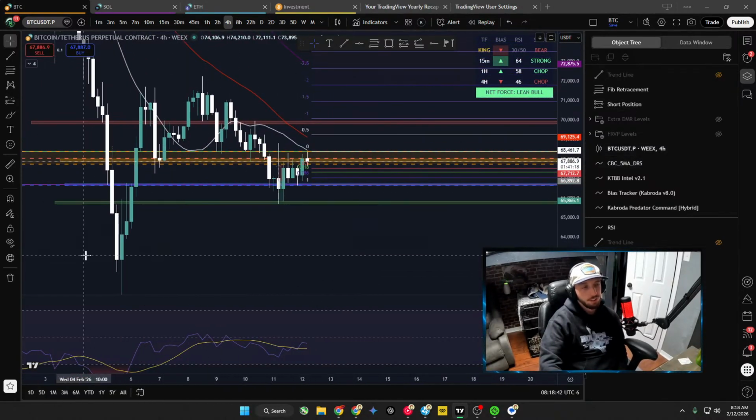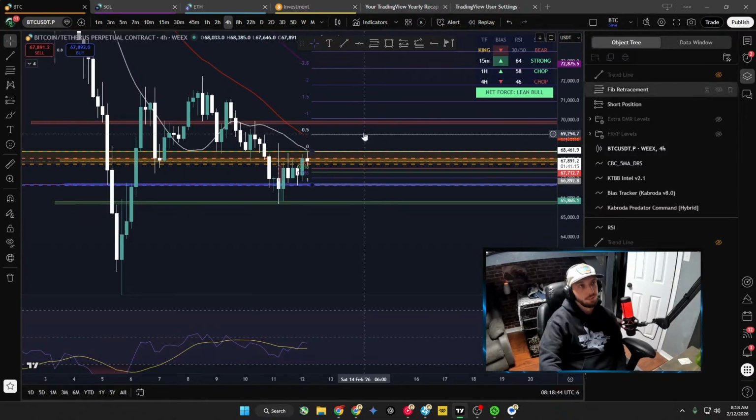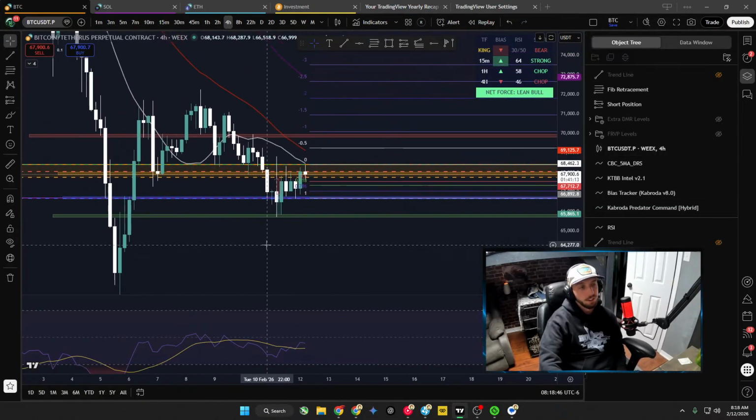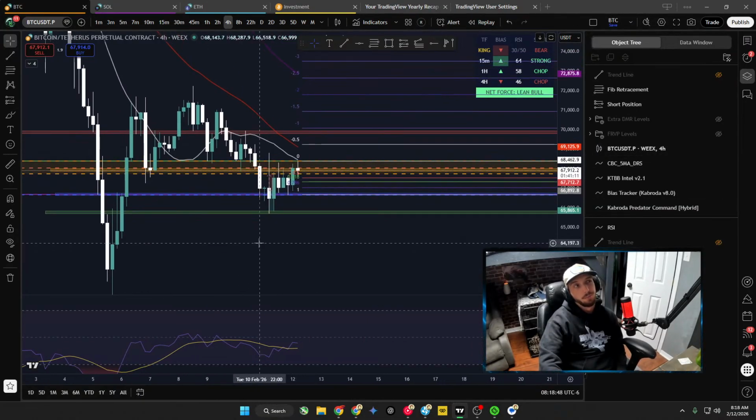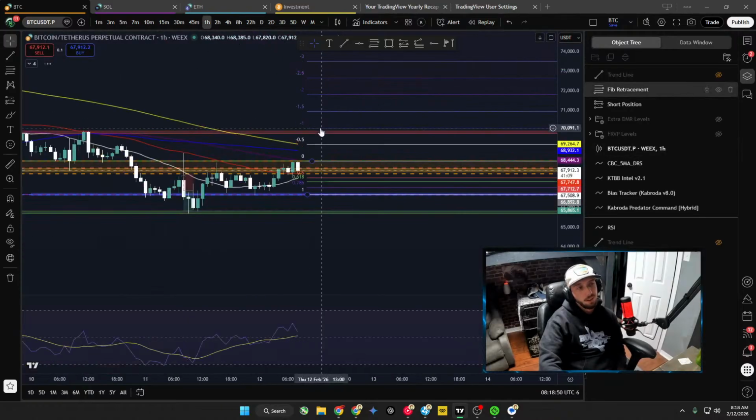Yeah, basically we're just in kind of a pattern. We're going to run sideways is kind of the idea until we get the breakout on either side. We can move on to the 1 hour now, checking that out.